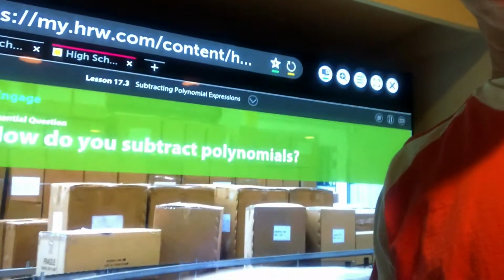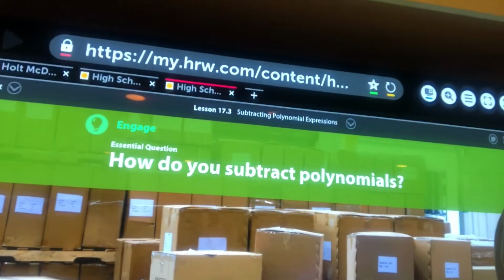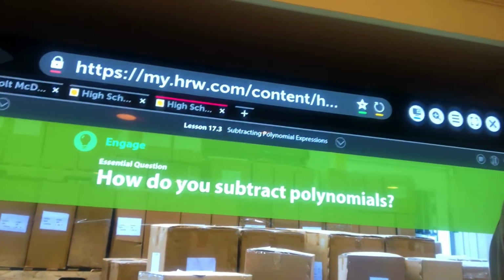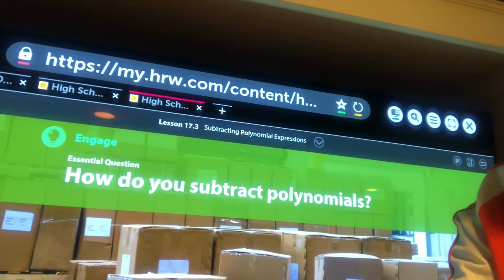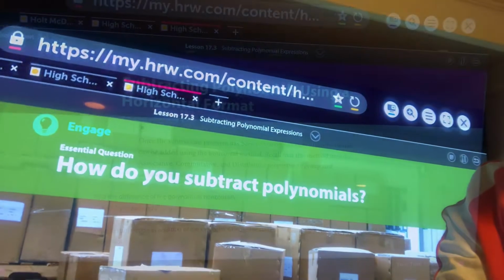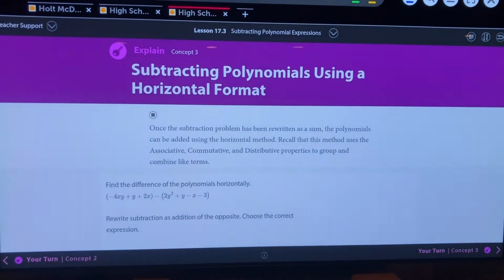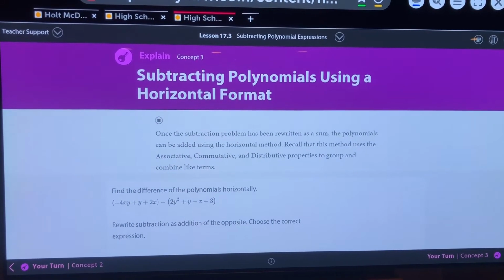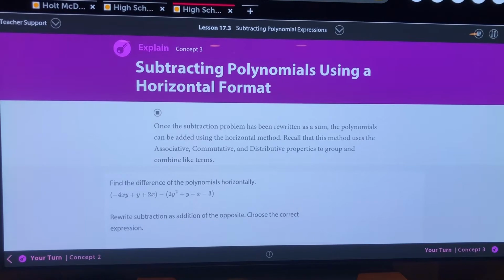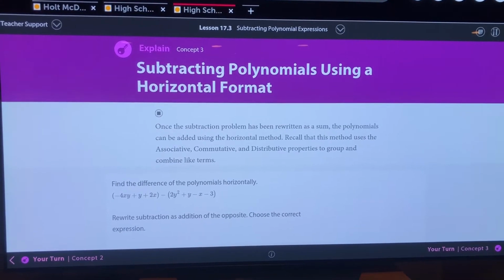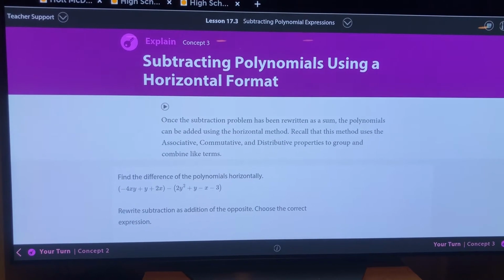Good morning. Here's what we're working on today. Hey, how do you subtract polynomials? Module 17.3 has been rewritten as a sum. The polynomials can be added using the horizontal method. Recall that this method uses the associative, commutative, and distributive properties to group and combine like terms.